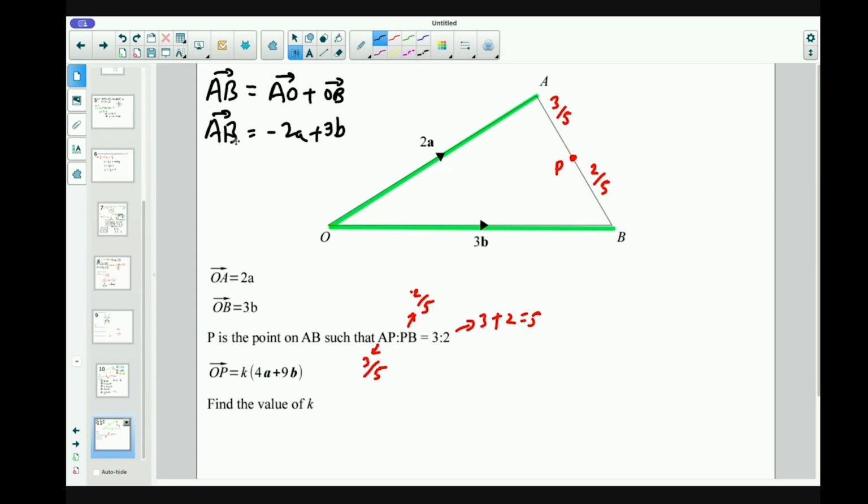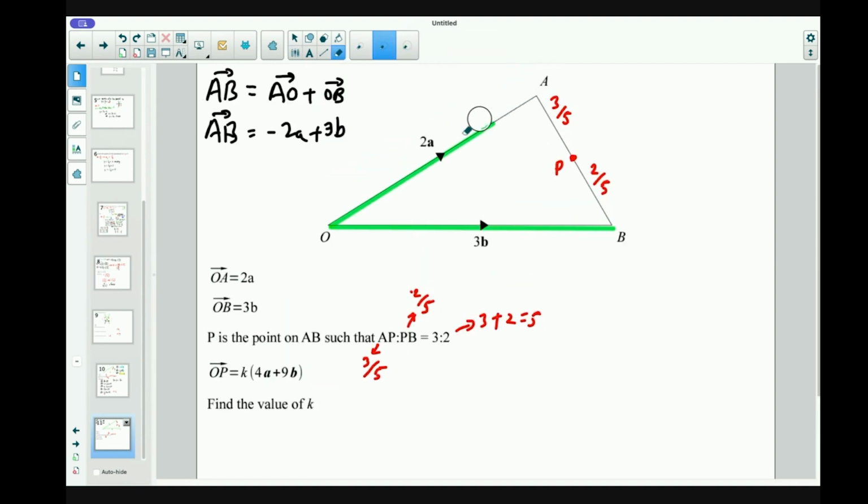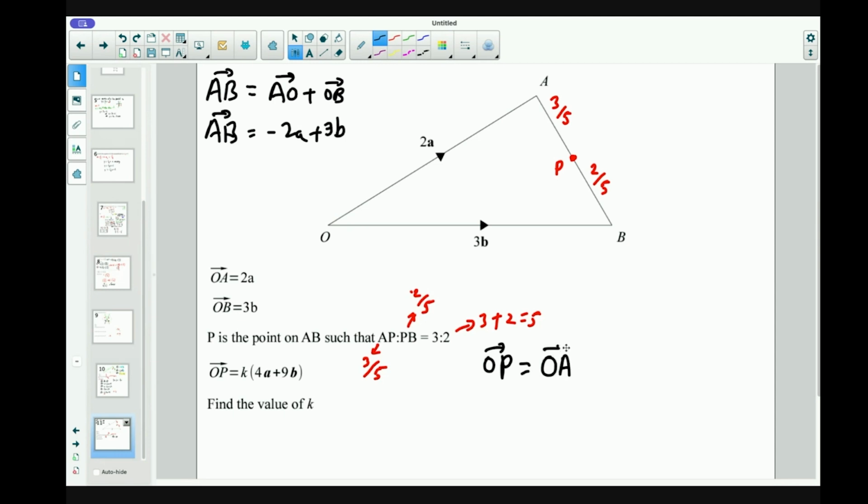The next thing we need to find is the other vectors we need to figure out. We have O to P, which is what we're trying to find. So let's figure out what vectors we can use to define O to P. Vector OP is the same thing as O to A plus vector A to P. So OP is equal to vector OA plus AP.